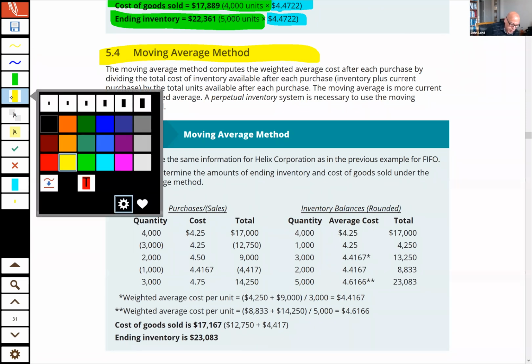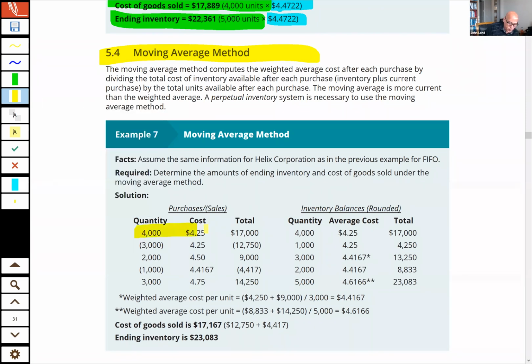We sit here and we have these 4,000 that we bought, and obviously that means that I have a moving average of 425. When I have that first sale, remember they told me that the first sale happened after the first batch, I use the 425. So I sold these 3,000, I have 1,000 left. And then I buy what? Then I buy 2,000 more.